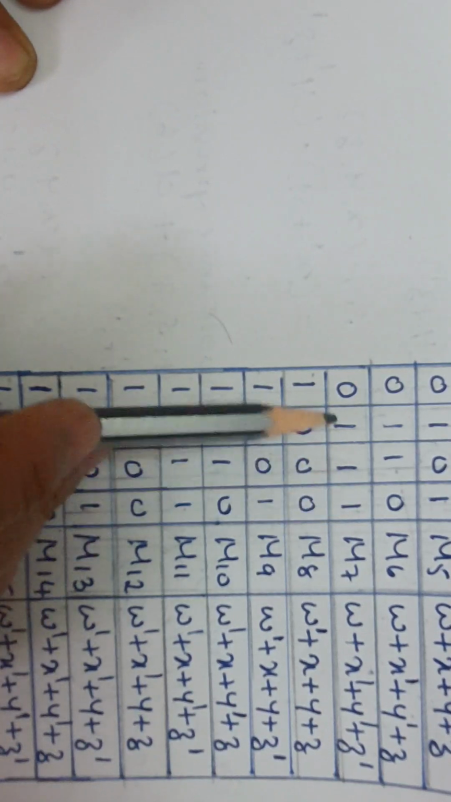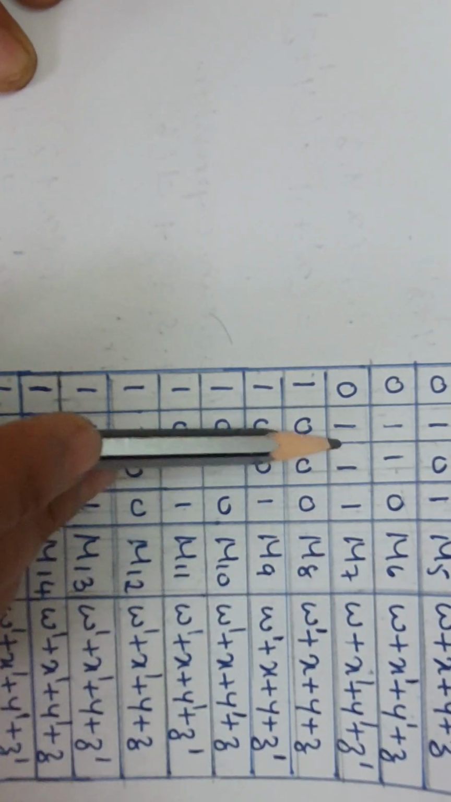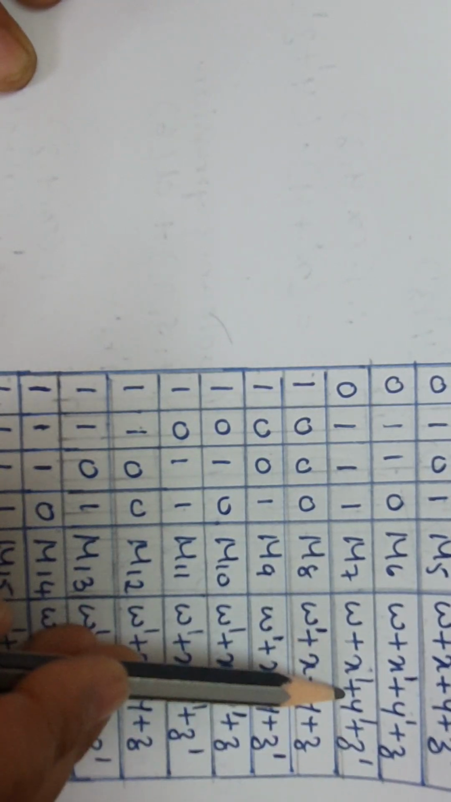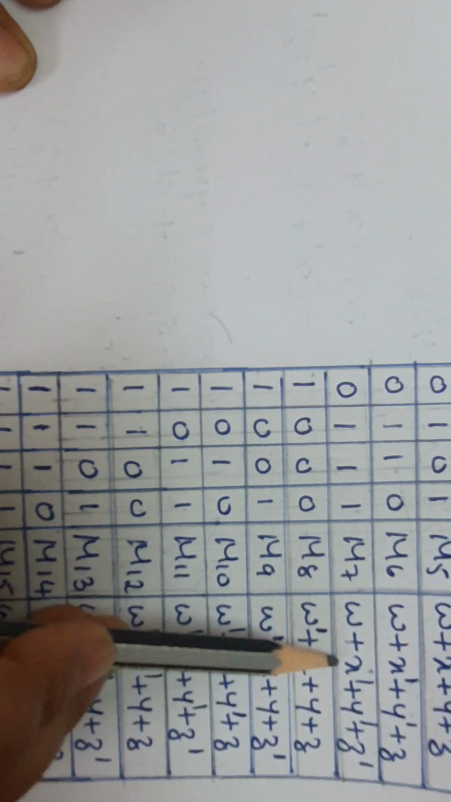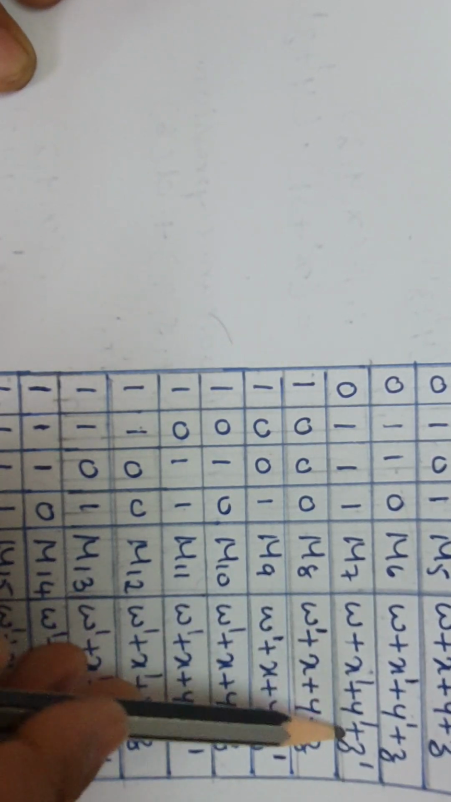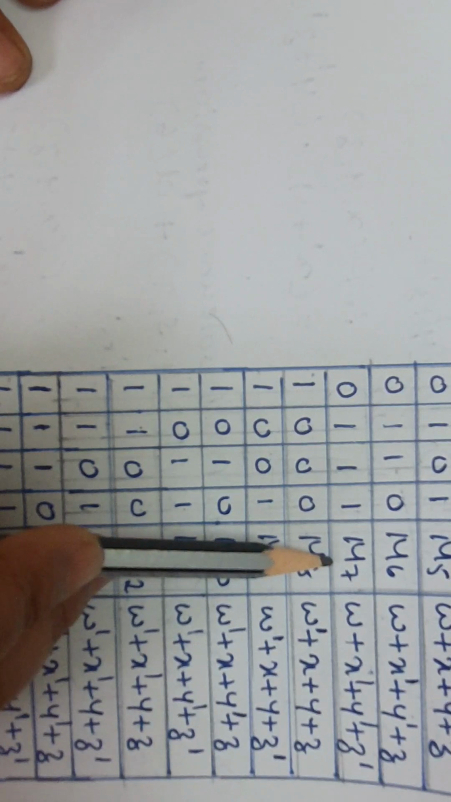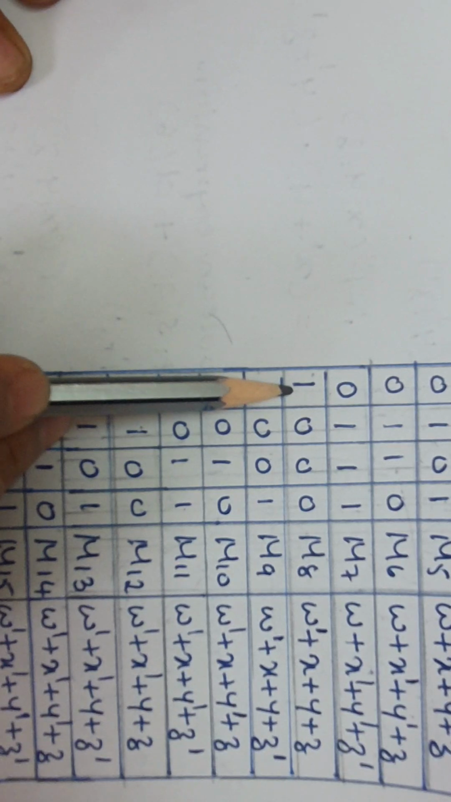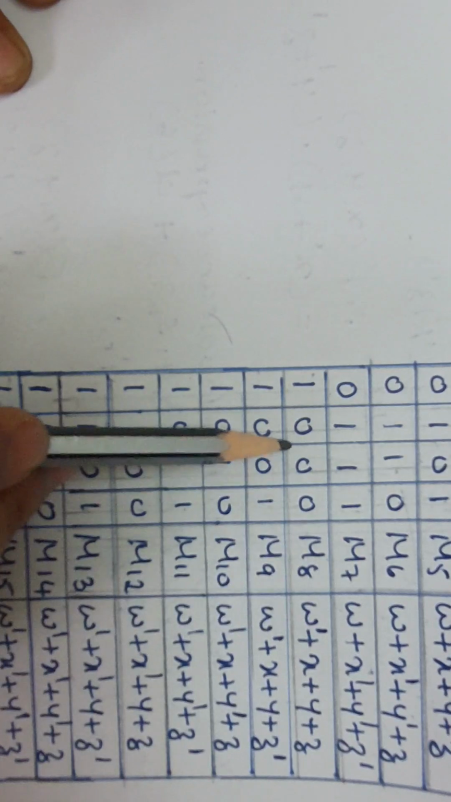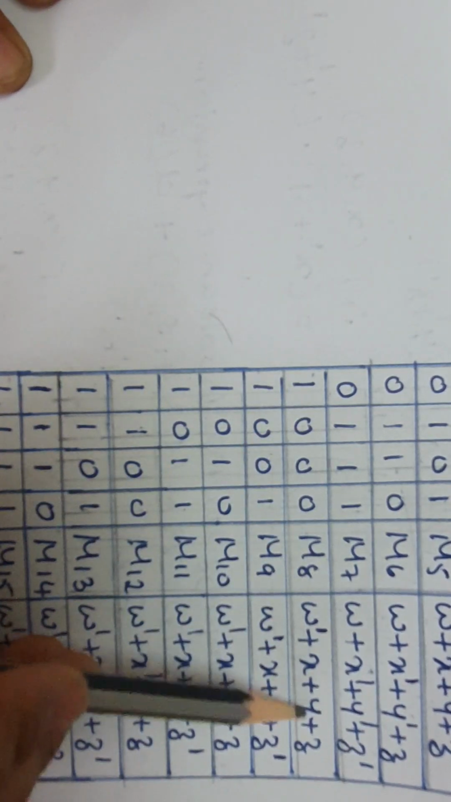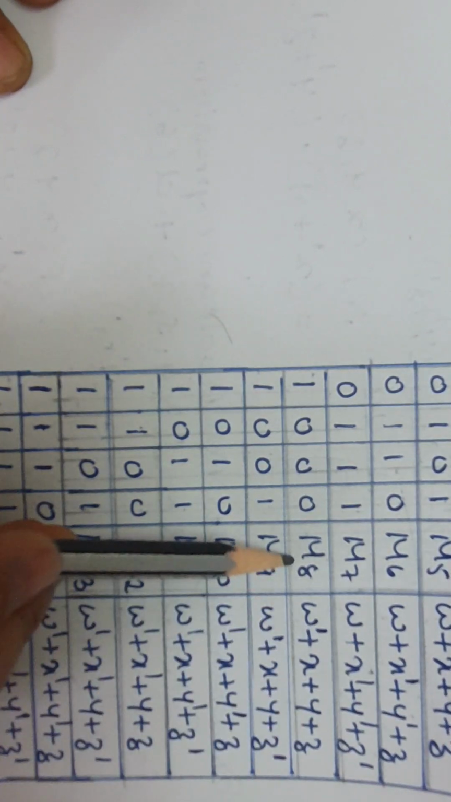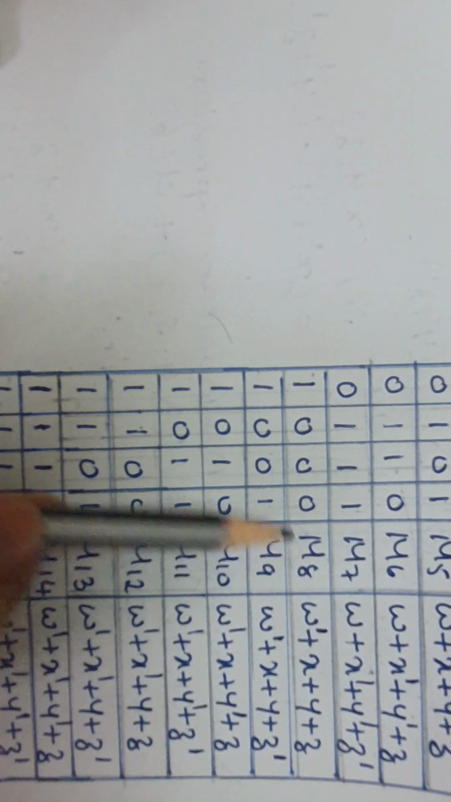So w is 0, and x, y, z are all 1, so x dash, y dash, z dash in between plus sign, which gives the sum term, that is w plus x dash plus y dash plus z dash, called max term 7. Then 1, 0, 0, 0, so w is 1, x, y, z are all 0, so w dash, and the remaining are taken as x, y, z. So w dash plus x plus y plus z represents max term m8.